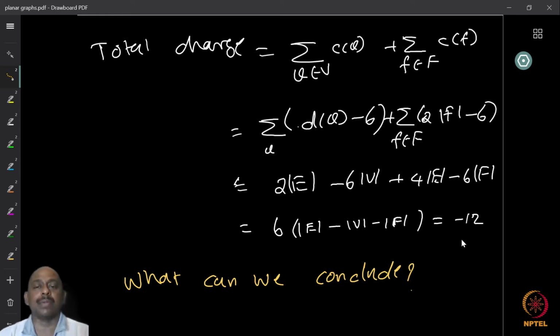So what can we conclude from this? No matter what planar graph we started with, we see that the total charge is going to be less than or equal to minus 12.